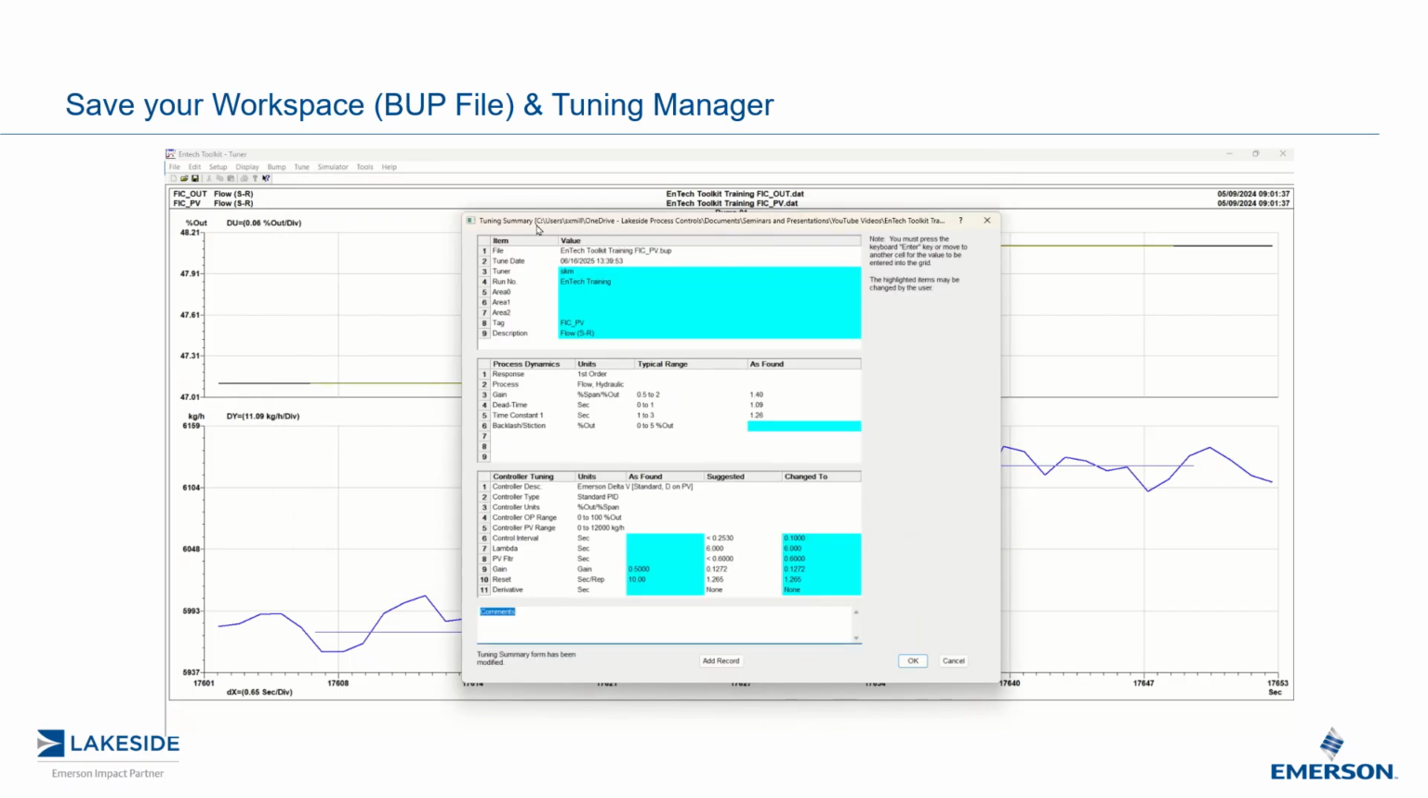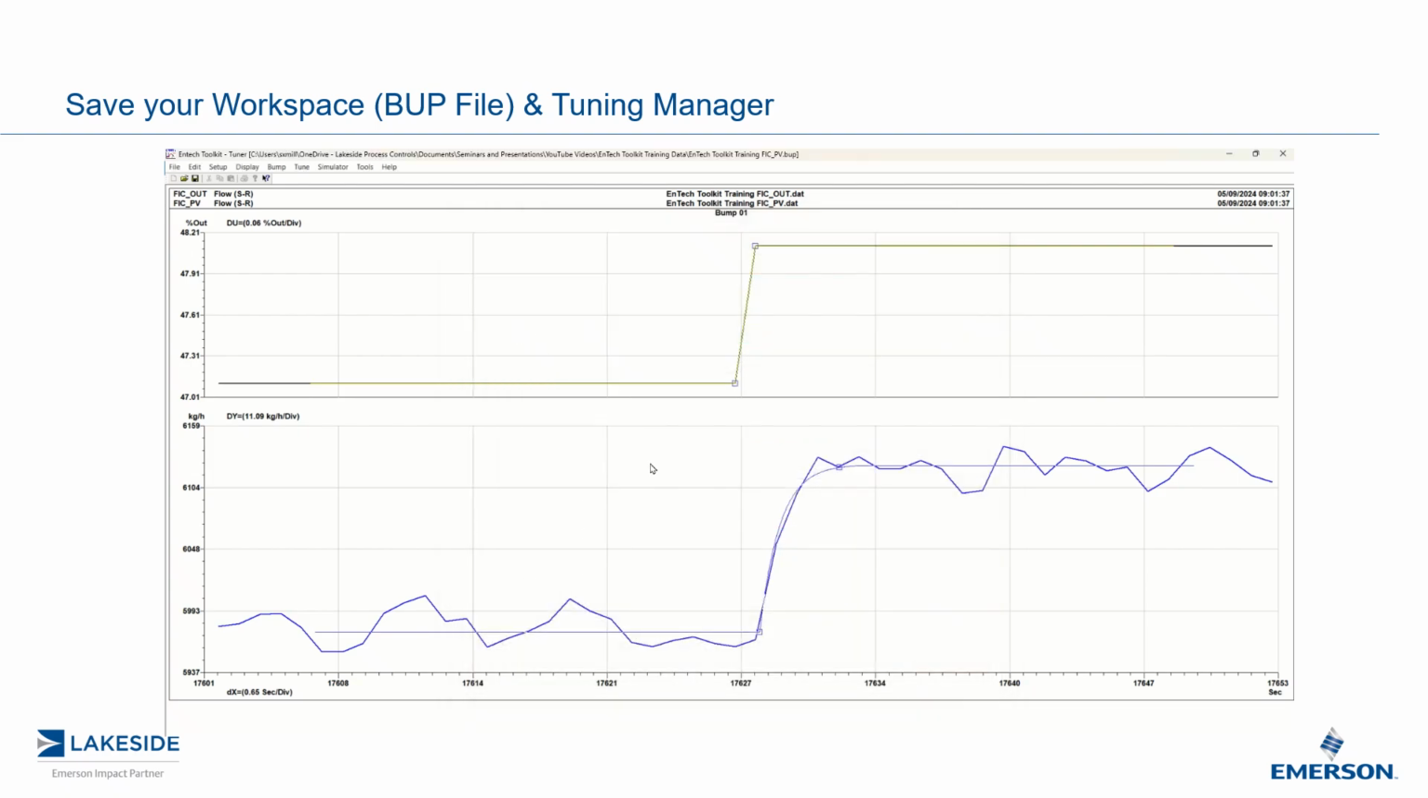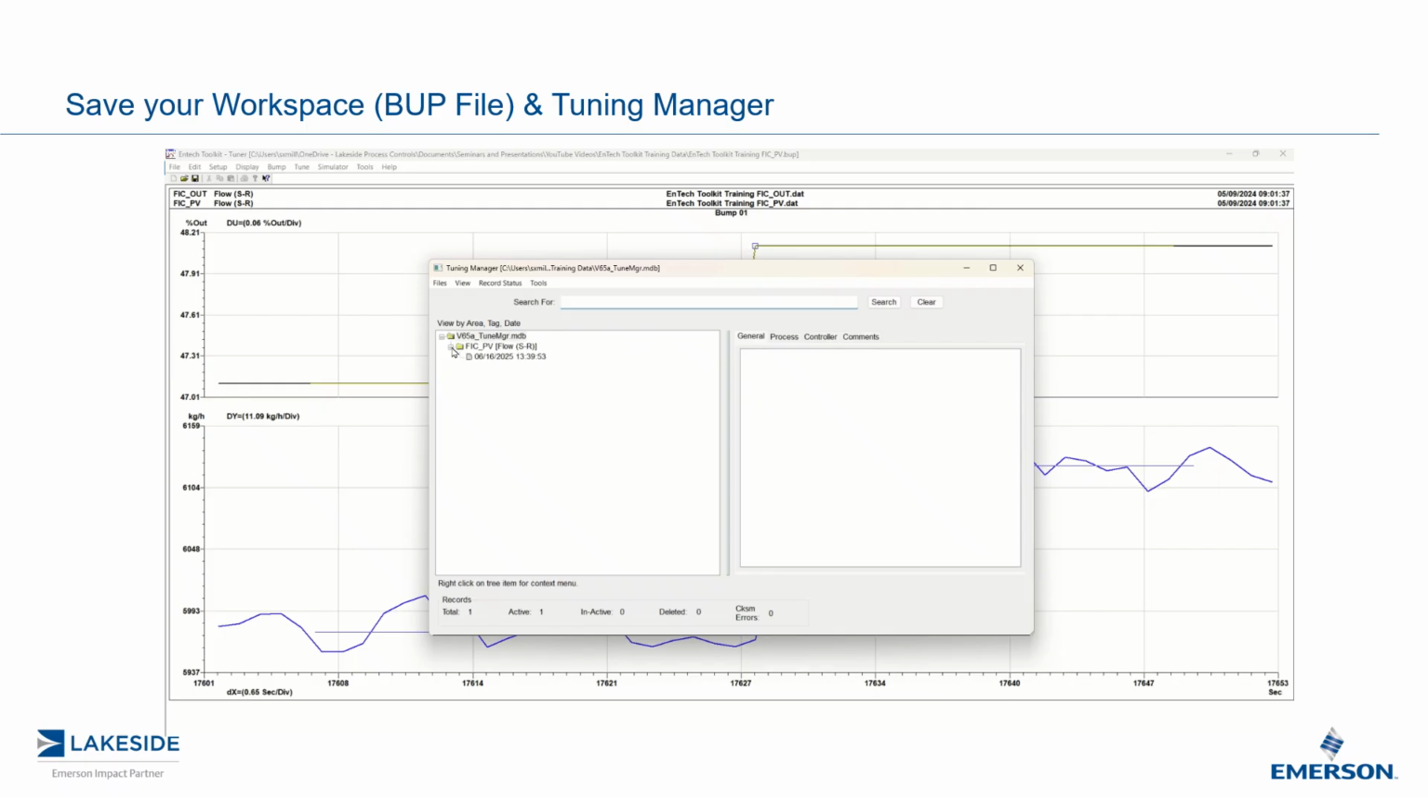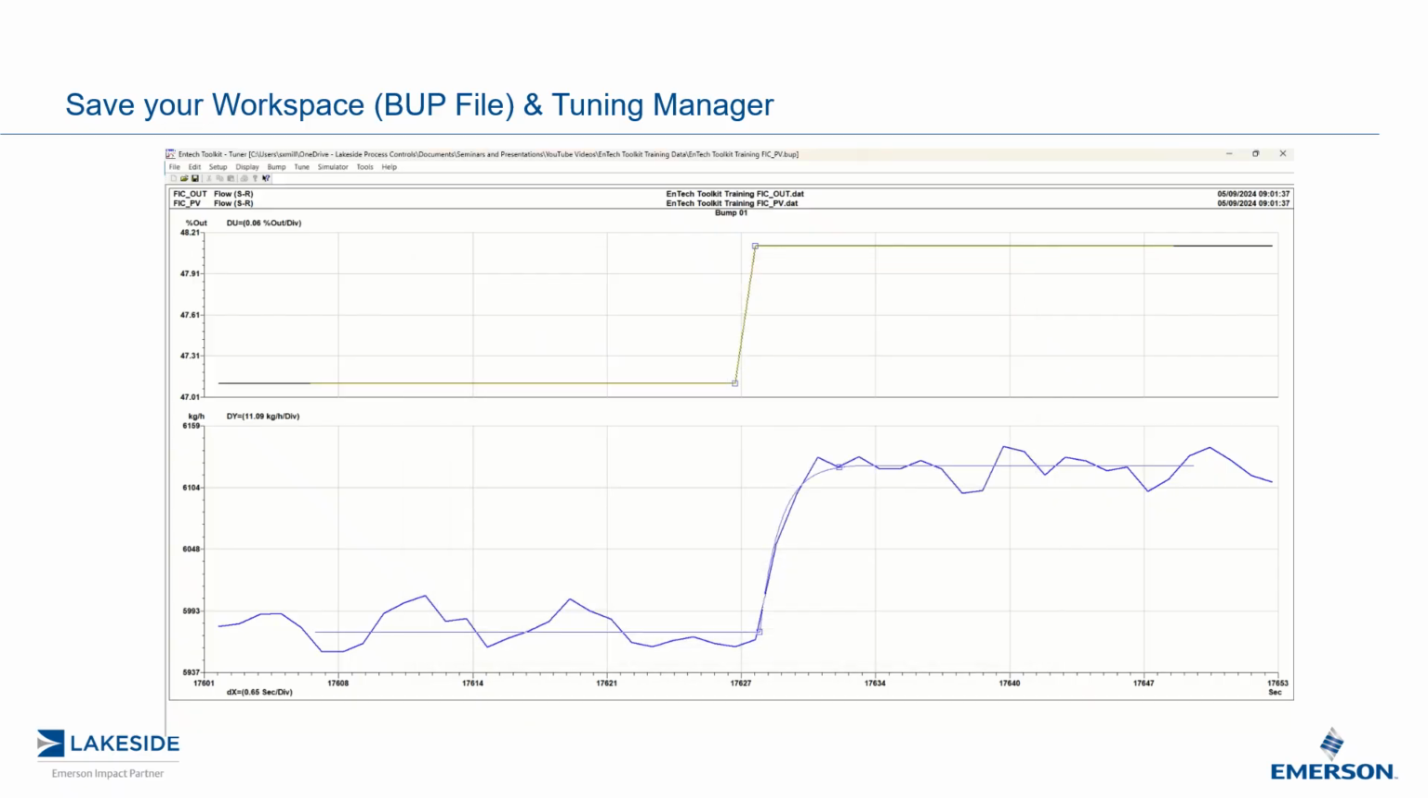There it's going to say, okay, this is all the information we have. We're going to add the record. What that does is actually create a database record of all the information in that file. So when you go to the tuning manager, now you actually have a record for that flow loop, all the information for that particular time you tuned it, the controller, any kind of comments. So that's great to be able to come back to if you want to do a control audit, or if you want to tune it a year later, what were the results then?